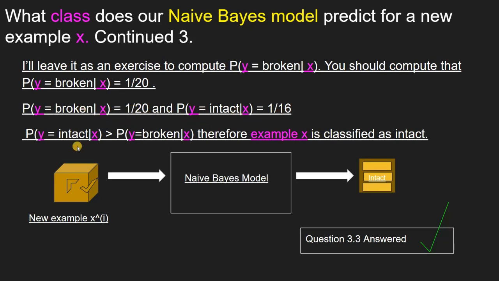Right, so this is the probability for each of our 2 classes. And since the probability of Y equaling intact given our example X is greater than the probability of Y equaling broken given X, therefore example X has to be classified as intact. Right, so when our naive Bayes model takes in our new example, which had a mild amount of dense, a mild discoloring, and no openings, it's going to predict that that box with those particular features is going to have intact wood in it. And that should answer question 3.3.